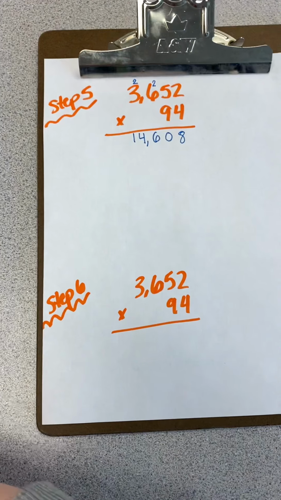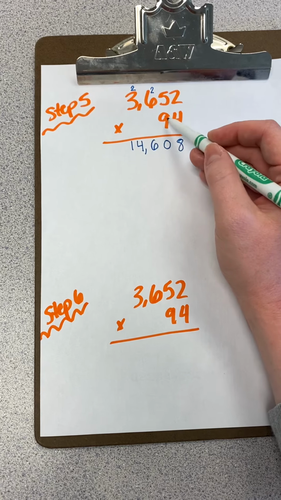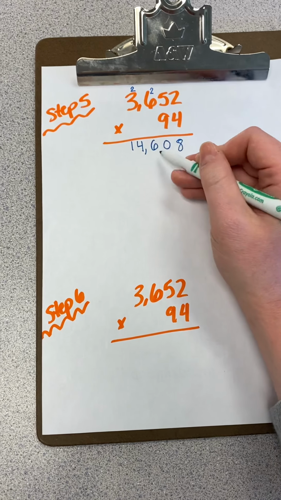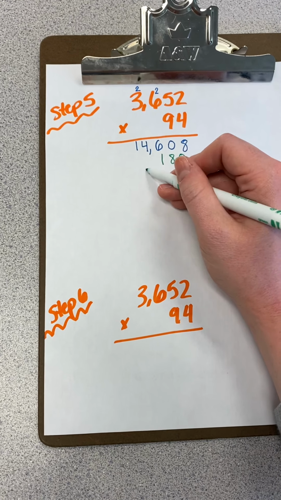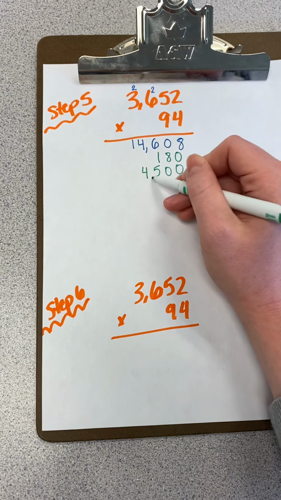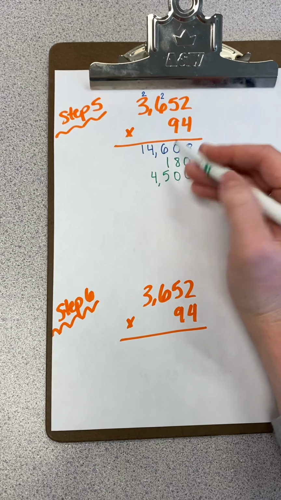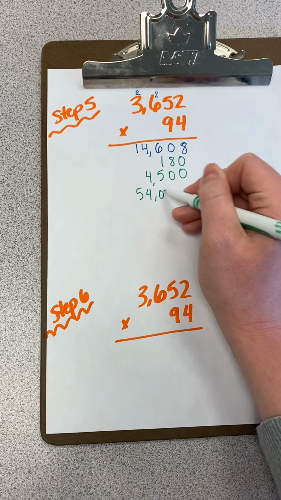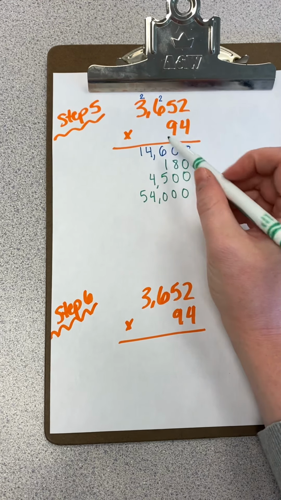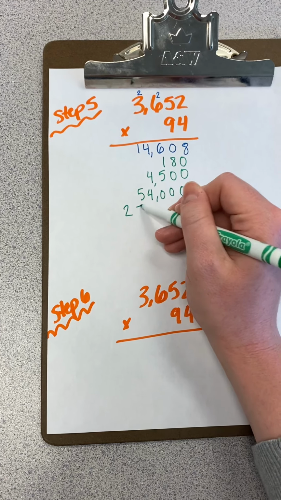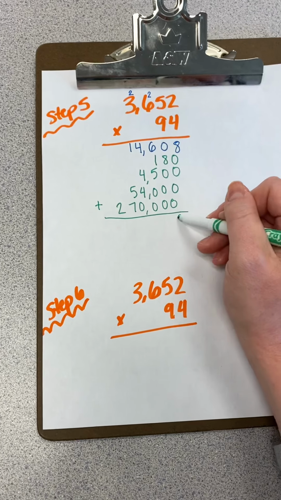And now I'm going to move on to the partial product. 9 times 2 is 18, but I have 9 tens, so it'll be 18 tens. 9 tens times 5 tens is 45 hundreds, or 4,500. 9 tens times 6 hundreds is 54 thousands, since 9 times 6 is 54, and tens times hundreds is thousands. And 9 tens times 3 thousands is 27 ten thousands, which has a value of 270,000.